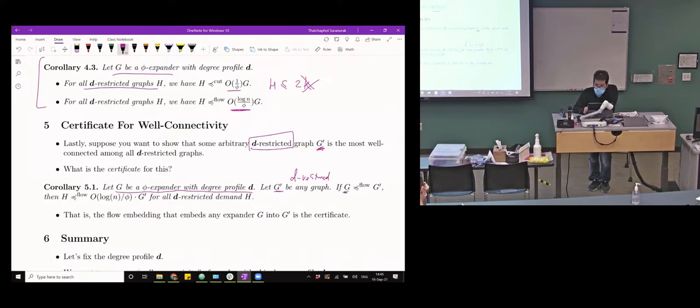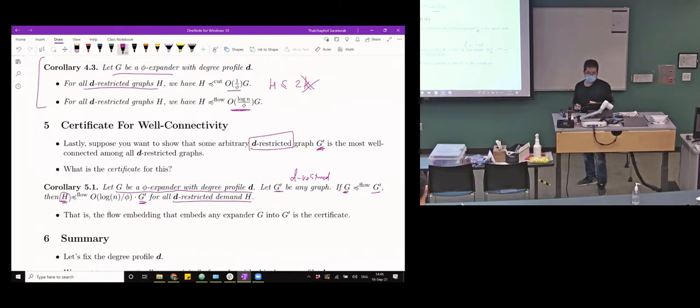If you can embed G, the expander, once you can embed any expander into some graph, immediately that graph is the most well-connected guy. Then G prime will be like more than any edge for every restricted edge.